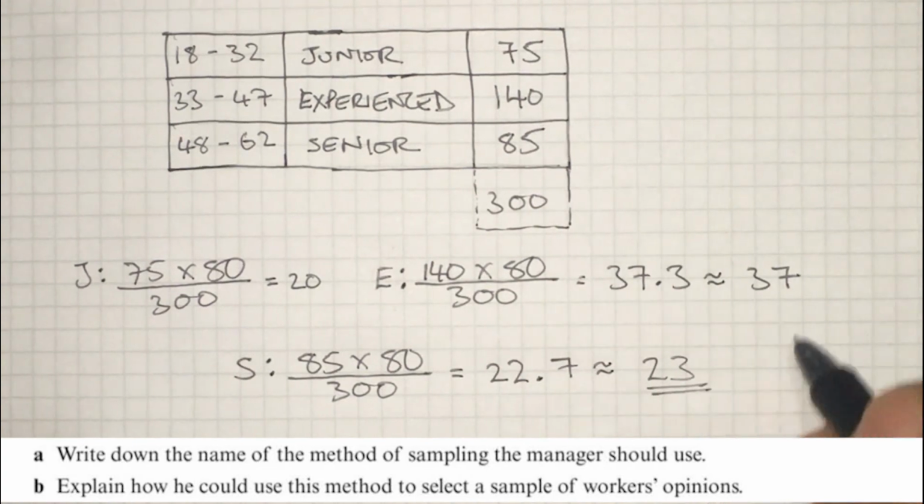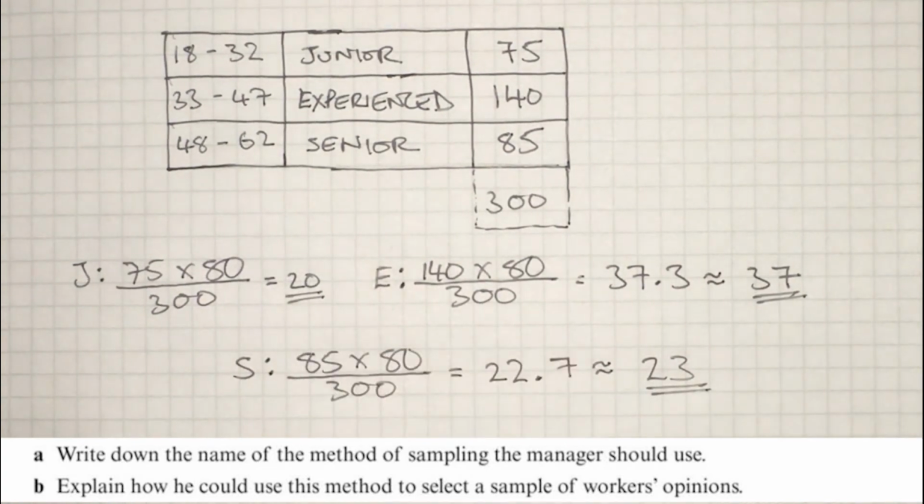Alright, at this point I always just do a check. Do these numbers add up to the desired sample size? 20, 37, 23. Altogether that gives me 80. So that's spot on. I'm happy to carry on with this stratified sample.